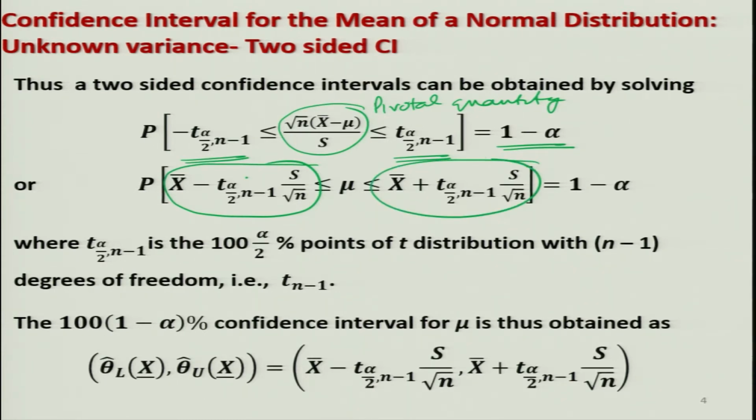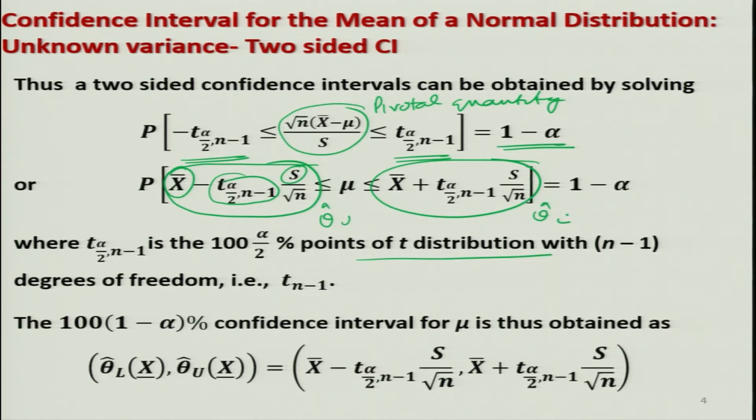Here the value t alpha by 2, n minus 1 can be obtained from the probability tables of the t distribution, or you can also obtain it directly from software nowadays, right. This x bar can be obtained on the basis of the sample, and S, the standard error, can be obtained by using the observations x1, x2, ..., xn. So, all these, theta hat U and theta hat L, can be computed very easily. This is theta hat U and this is theta hat L.